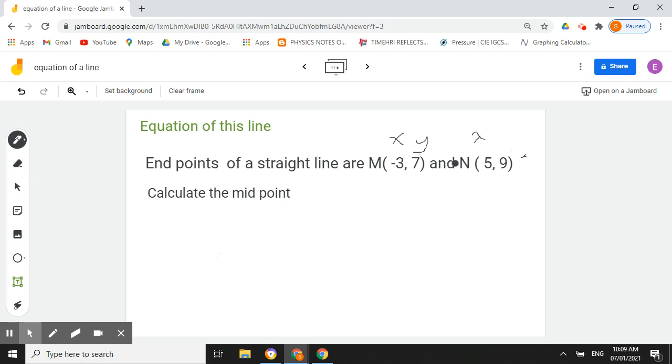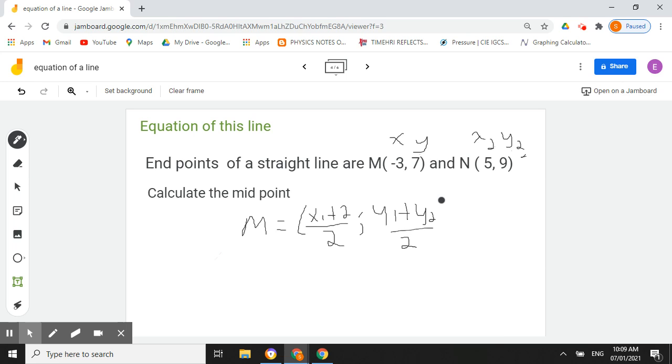Now to find the midpoint, all we have to do is take the values of the x, add them together, and then cut them in half. So the formula for the midpoint is capital M equals x1 plus x2 divided by 2, and y1 plus y2 over 2.